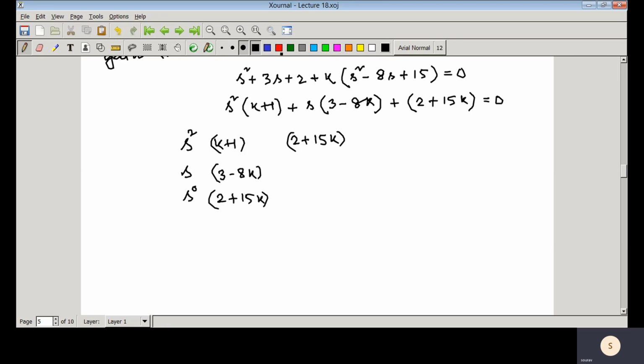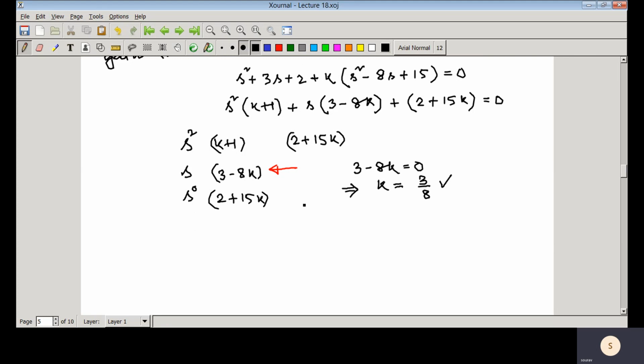So this particular row would be equal to 0. Then what would be that value of k? That is 3 minus 8k equal to 0, so k equals 3 by 8. That means at the value of 3 by 8, both the roots would be on the imaginary axis.